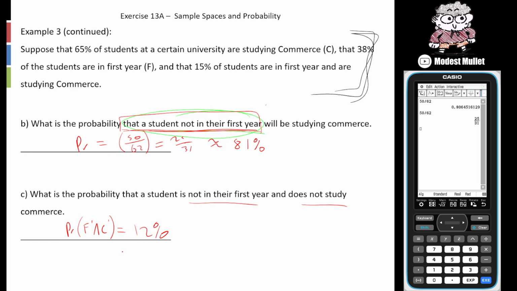Cool. And we'll come back to, in our next video, what the notation is for that.